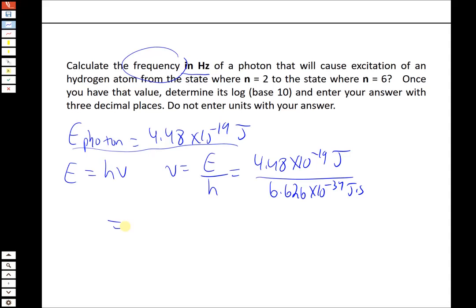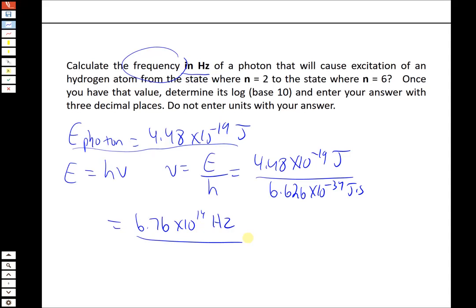Alright, so what I got was 6.76. I gotta figure out the exponent. So I got 6.76 times 10 to the 14th hertz. So again, that would be the real answer for this question.